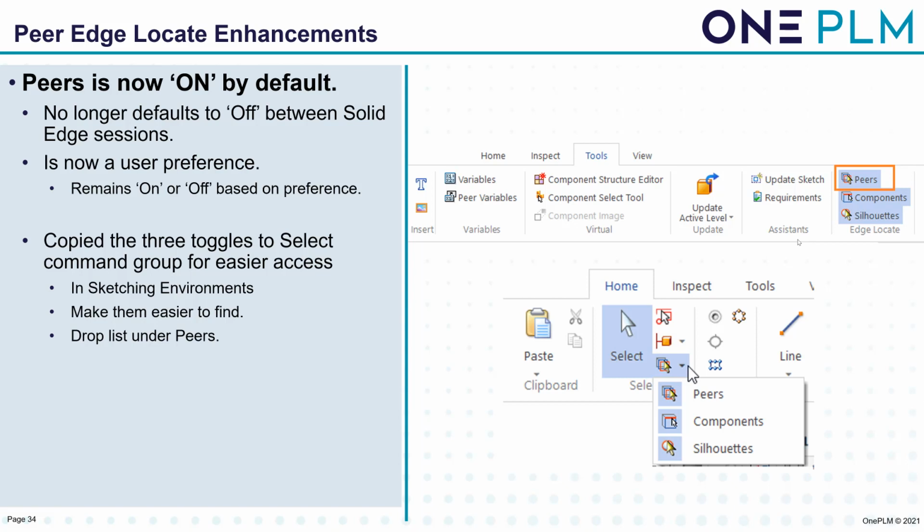Peer edge locate, so peers is now on by default. There's probably lots of things that you find during your first session of Solid Edge that you'll go in and turn on. Relationship colors, indicate under constrained profiles, auto dimension when you input a value, etc. There's all those things that certain users will go and turn on straight away. So this is now on by default, and we'll remember that between sessions. So it's copied the 3 toggles to the select command group for easier access. You can see these different options are now within the select command, so we no longer have to go to our tools tab to access our peers option.